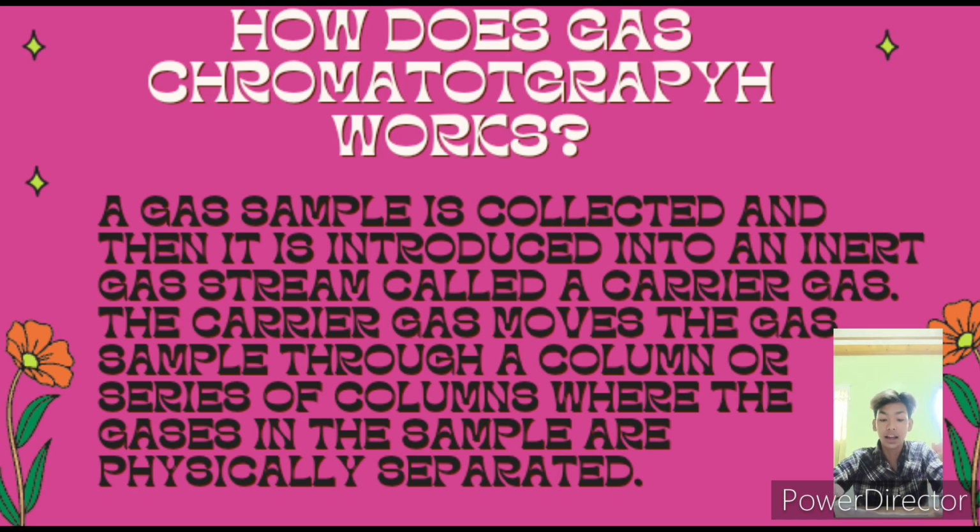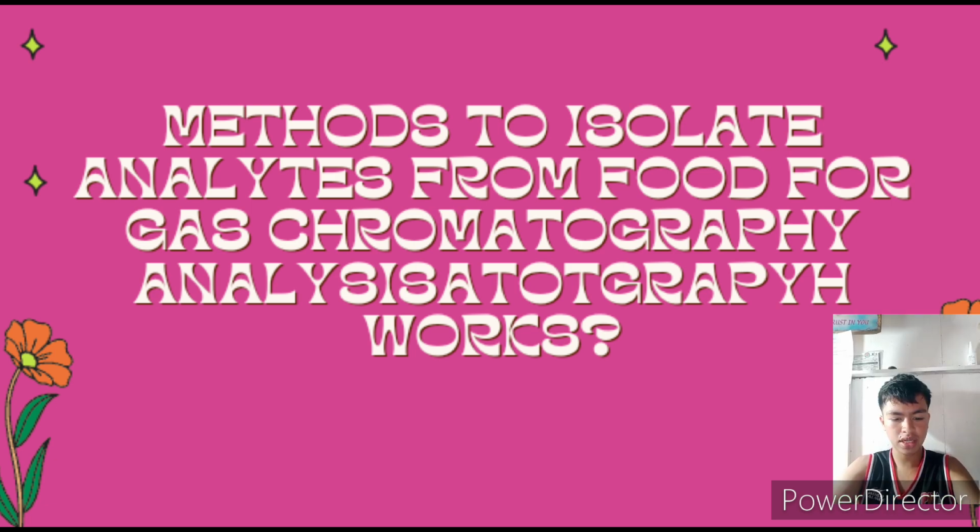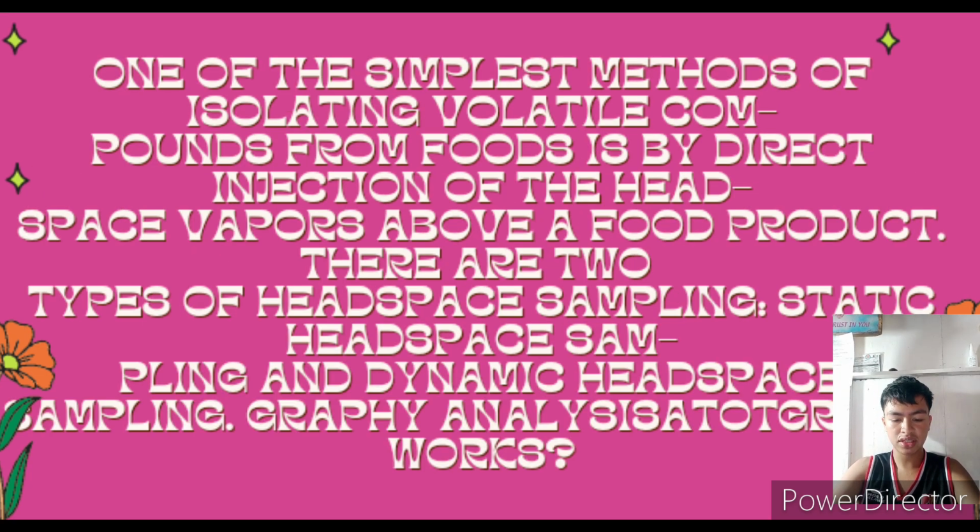So what is volatile? Volatile compounds are those that are easily vaporized at room temperature, like heptane, acetone, or methanol. Methods to isolate analytes from food for gas chromatography analysis. One of the simplest methods of isolating volatile compounds from food is by direct injection of the headspace vapors above a food product. There are two types of headspace sampling: static headspace sampling and dynamic headspace sampling.